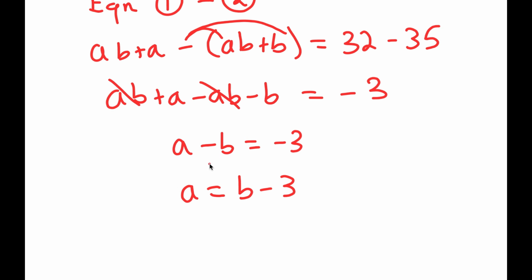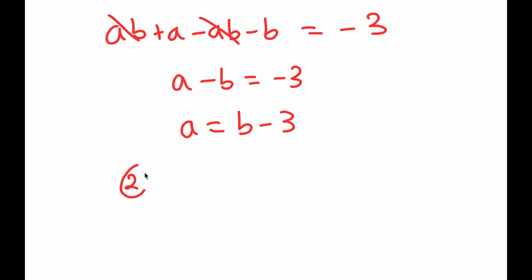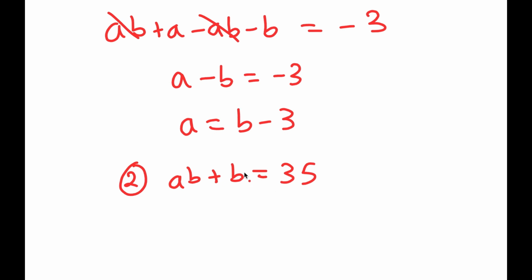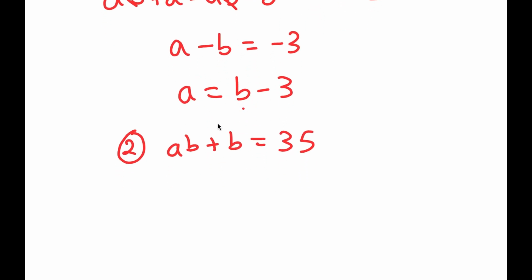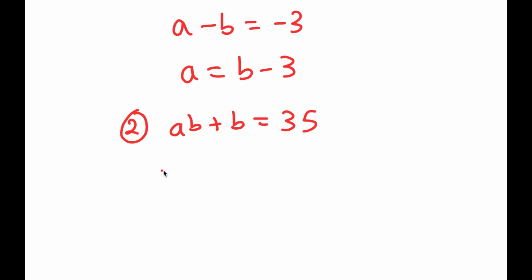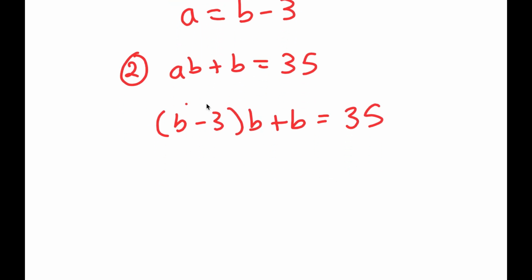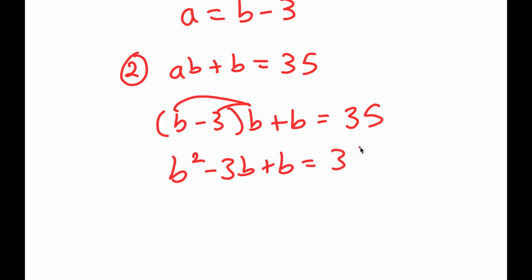So now what I'm going to do is I'm going to get my second equation, which is ab plus b is equal to 35. And I'm going to substitute this value of a into this equation. So a is b minus 3, so I get b minus 3 times b plus b is equal to 35. Now I'm going to distribute the b, so I get b squared minus 3b plus b is equal to 35. And negative 3b plus b is negative 2b, so I get b squared minus 2b is equal to 35.